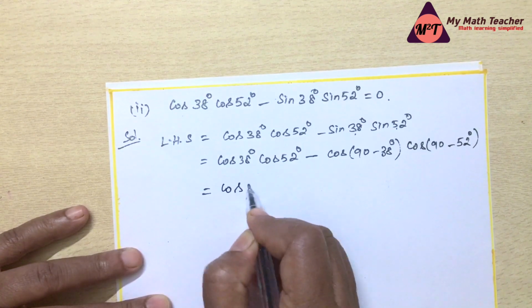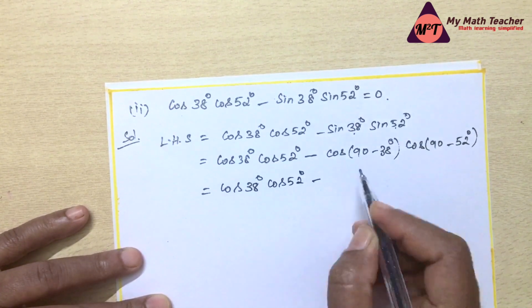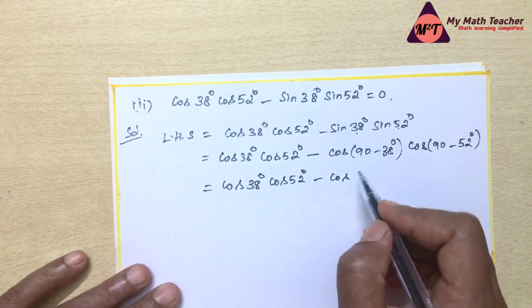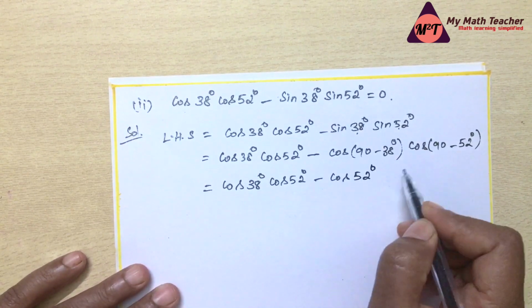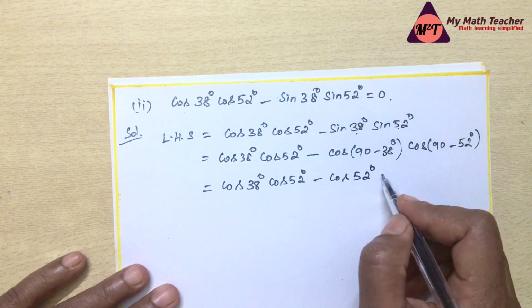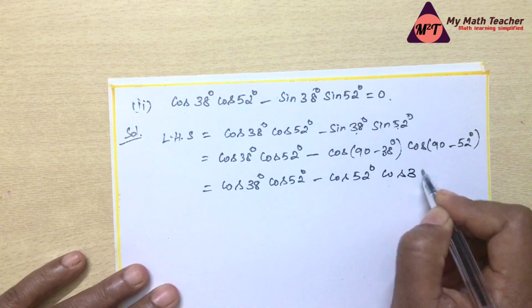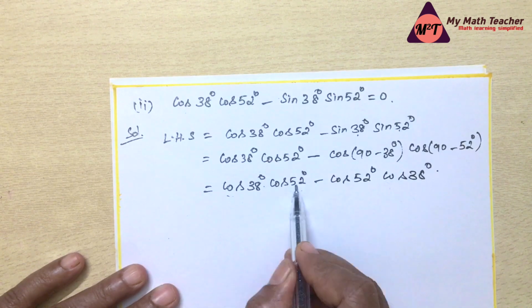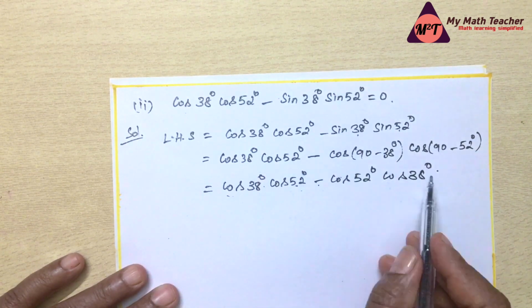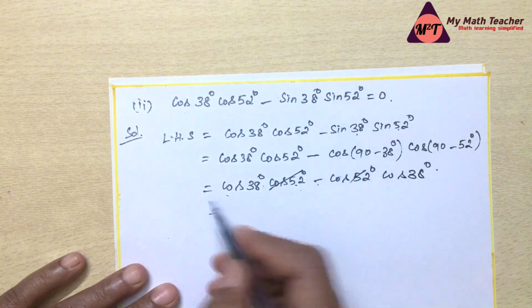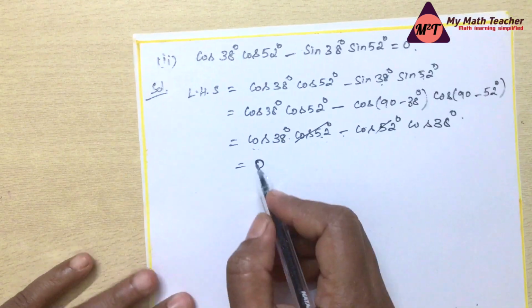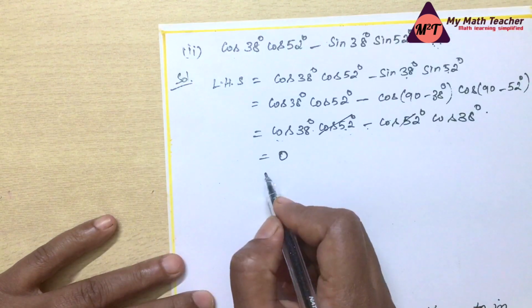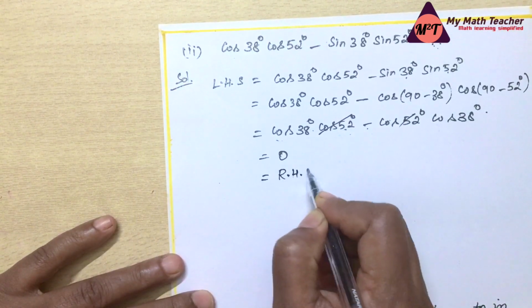The second step, minus cos (90 minus 38) is cos 52 degrees, into cos (90 minus 52) is cos 38 degrees. So we can notice that cos 38 into cos 52 minus the same value. So this becomes 0. Therefore LHS is equal to 0. That is what we have to prove. So this is equal to RHS.